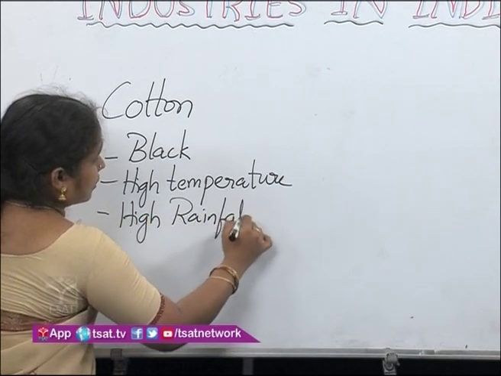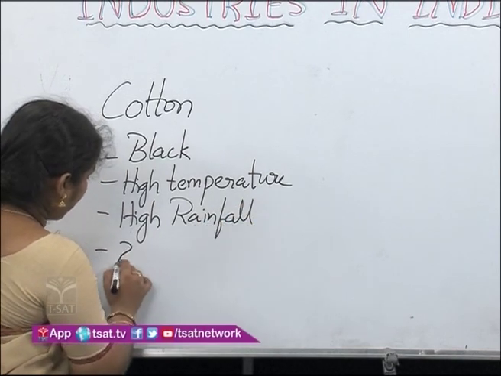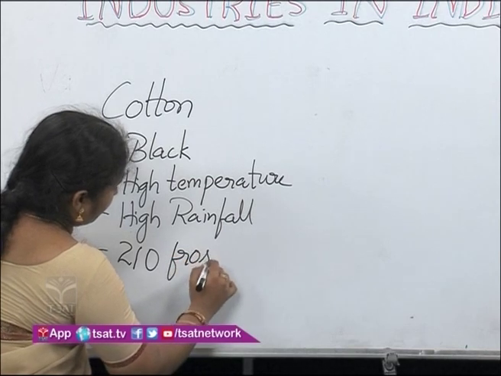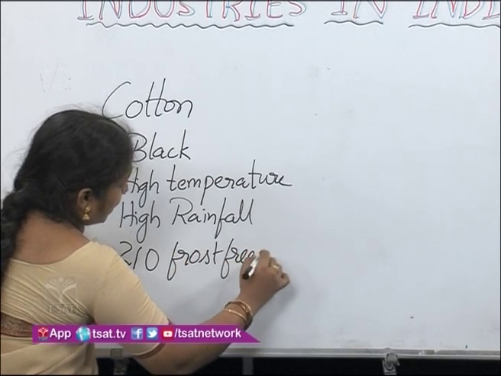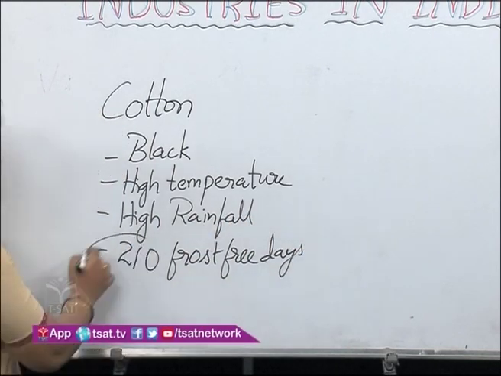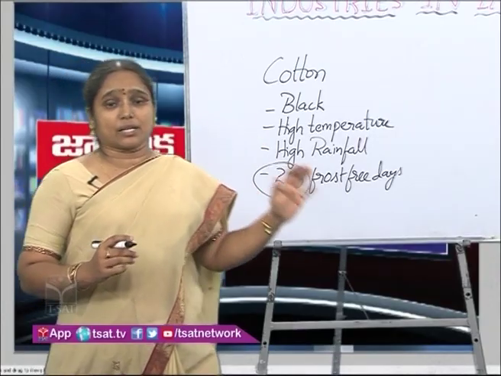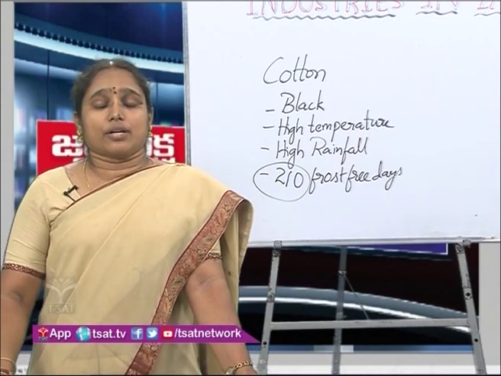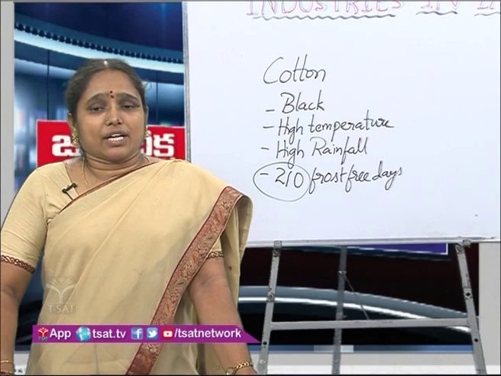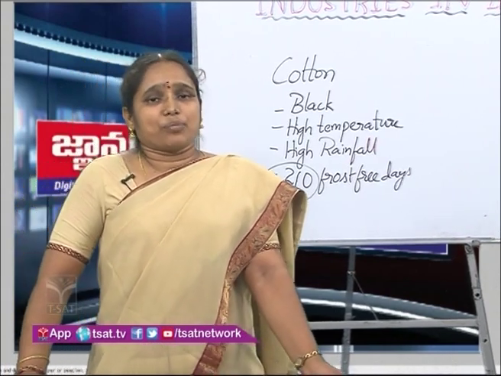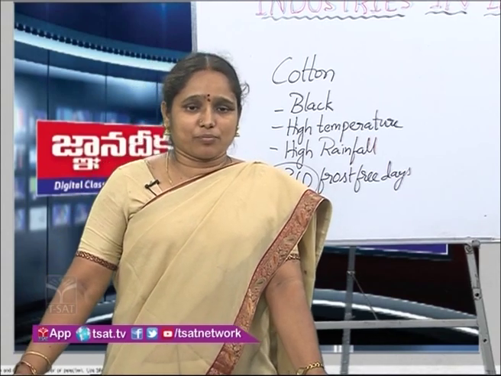Frost-free means in the morning you can see dewdrops and all falling, no? Frost is also a type of snow. So these 210 frost-free days are needed. That means high temperature is needed for special, good cotton to grow. So the quality of cotton in India was superior, and that's the reason all the countries were competing to get the cotton from our motherland.